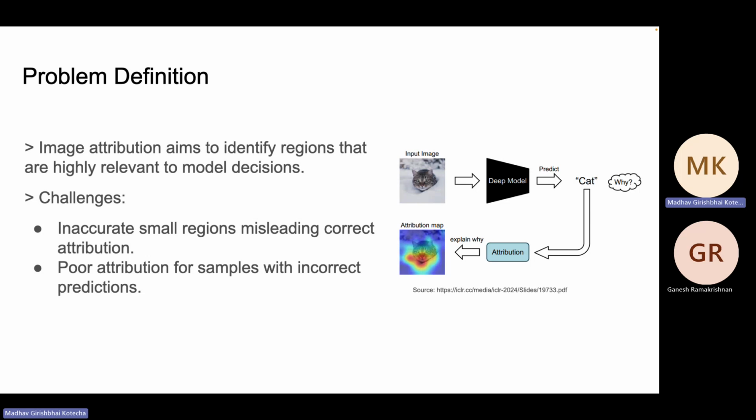And the current challenges in these methods are that there are inaccurate small regions which lead to misleading attributions. So even if the input image is predicted correctly as cat, the attribution map may sometimes not depict the most important sub-regions of the image which have led to that prediction. Also, in case of incorrect predictions, we are not able to gauge why a certain model has predicted that class inaccurately, what features or what parts of that image have led to that incorrect prediction.